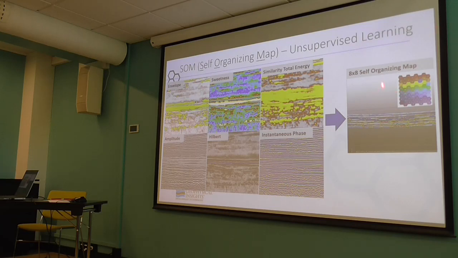So here is what we call an 8x8 self-organizing map. So there's 64 natural clusters, and in each of those natural clusters, it means the attributes had very similar properties, right? So if I were to look at cluster 4 or cluster 5, it means that those seismic samples that make up cluster 4 are highly related to each other because they have similar seismic properties across all the attributes used in the analysis. And so you'll see here that doing this, you're actually going to be able to pull out some geology.